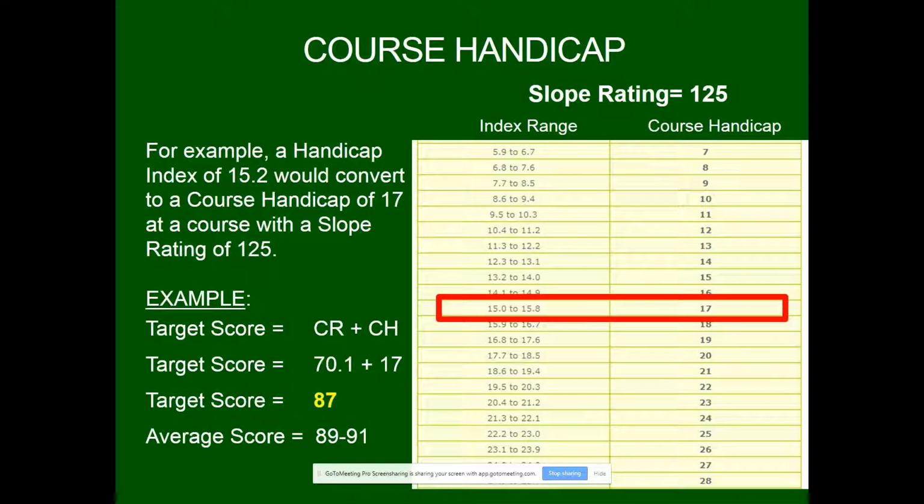Also, a course handicap is calculated by taking the handicap index, multiplied by the slope, and then dividing by 113. It's the quick way to find out a course handicap if you wanted to manually calculate it as well. Also with that, a good thing to know is what your target score is.